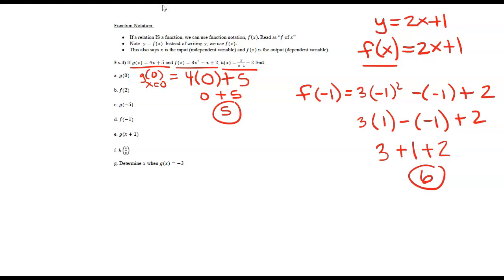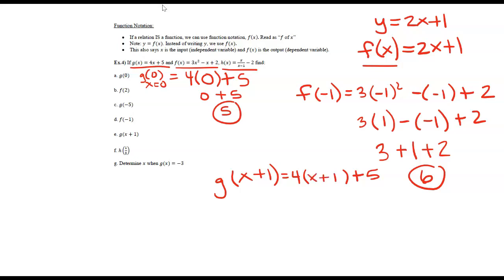Okay, last, let's look at g of x plus 1. Actually, we'll do one more. So again, I'm going to write out the whole g function. So 4 parentheses where the x is plus 5. Now what goes in place of x? Well, in this case, x plus 1 goes in place of x.